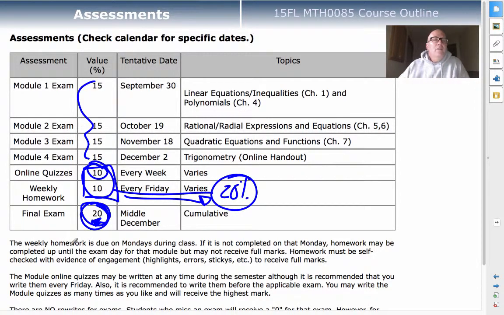Okay, in terms of the homework, it's due every Monday during class. If you don't get it done, you can still get it done up until the exam for that particular unit, but you might not get full marks for it. In your homework, I'd like you to do stuff like check things off. If you do a question and you get it right, check the answer key, mark it right. Highlight stuff maybe with a marker or something that you're not sure of, put question marks.